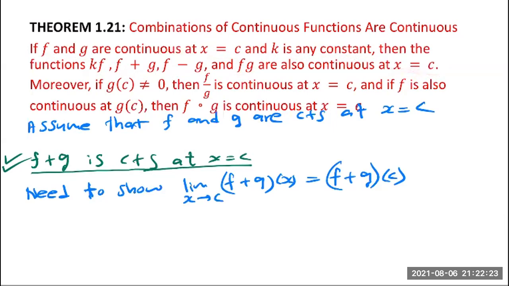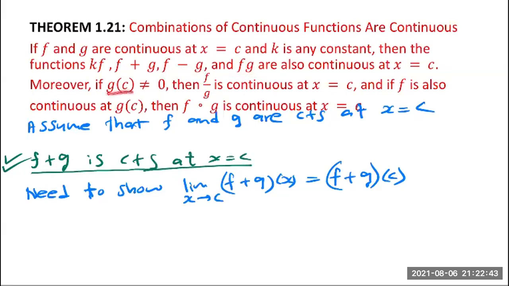Or in other words, if your original functions f and g are continuous at x equals c, then a constant multiple of f is continuous, the sum of the two functions is continuous, the difference of the two functions is continuous, and the product of the two functions is continuous.